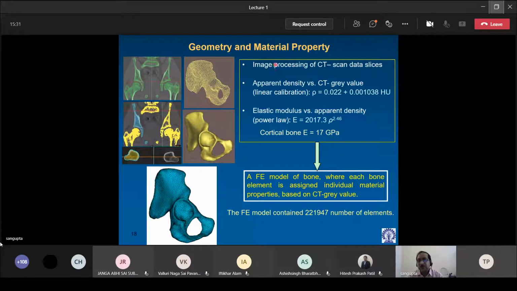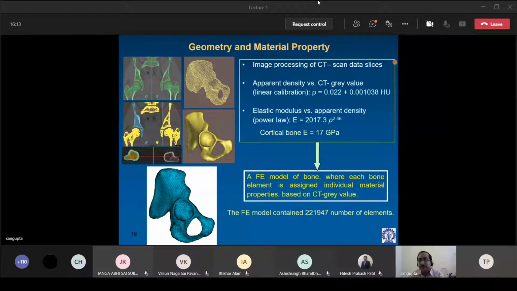Okay, so from image processing of CT scan data slices, as I have already discussed, we can find out for each element the apparent density based on the CT gray value, the pixel gray value. We can relate it to apparent density using linear calibration. And as I told you, this depends on the highest point and the lowest point. The lowest point is of course HU 0, so the apparent density is close to 0.